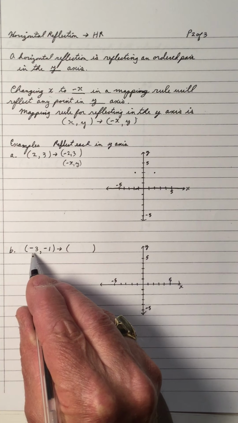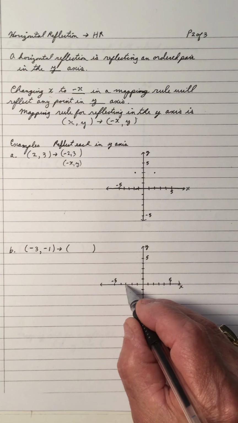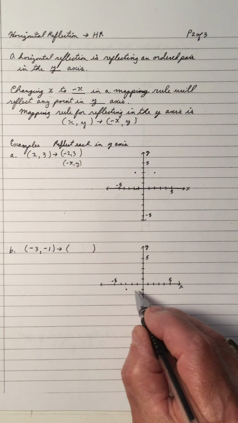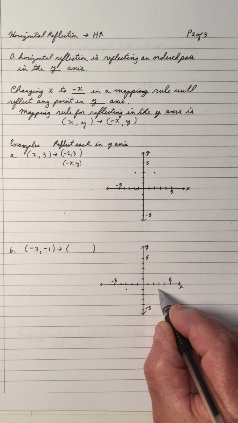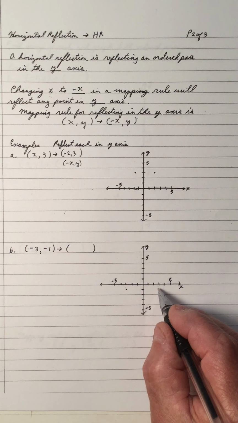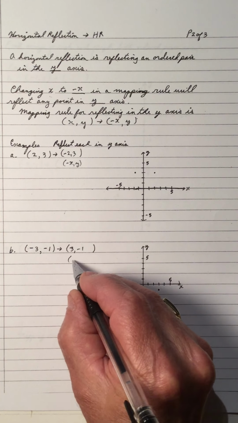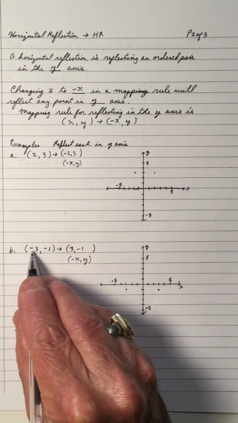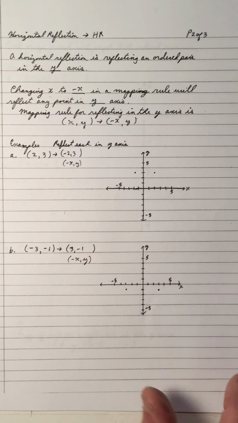And the point (-3, -1). X is negative 3, y is negative 1, which is right here. Reflecting in the y-axis, that's 3 on the left, so we go 3 on the right, and it goes to here. So that point is (3, -1). Again, the reflection in the y-axis is (negative x, y), so it's the negative of negative 3, which is 3, and you do not change the y.